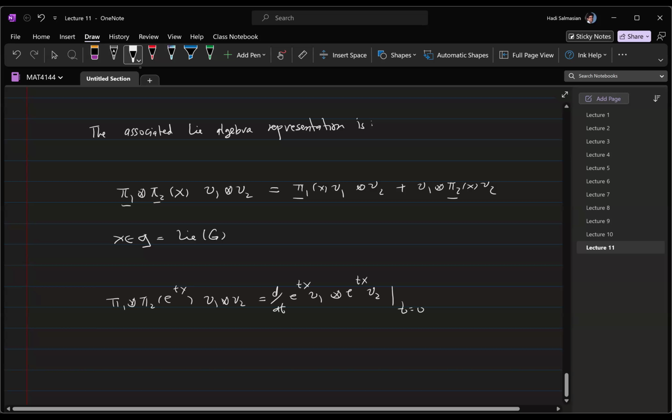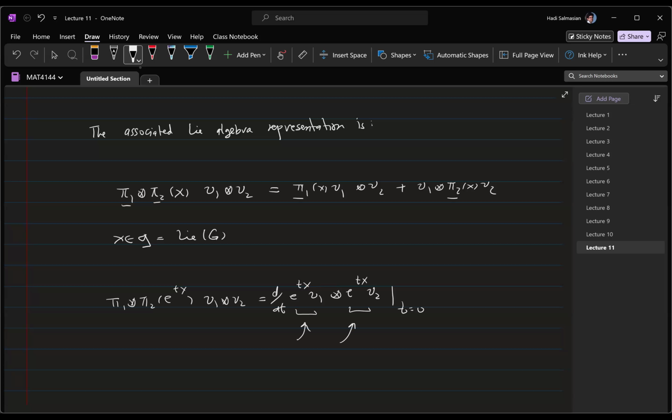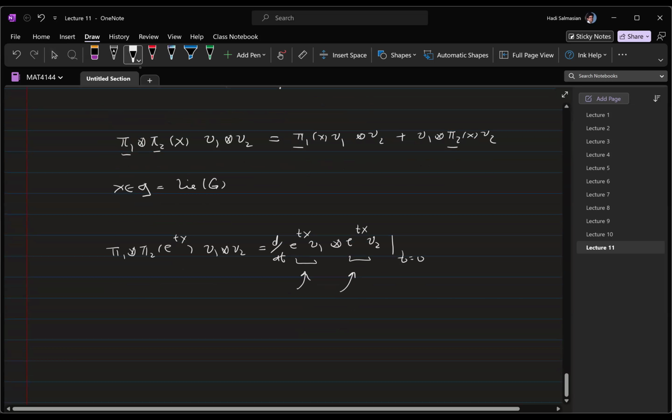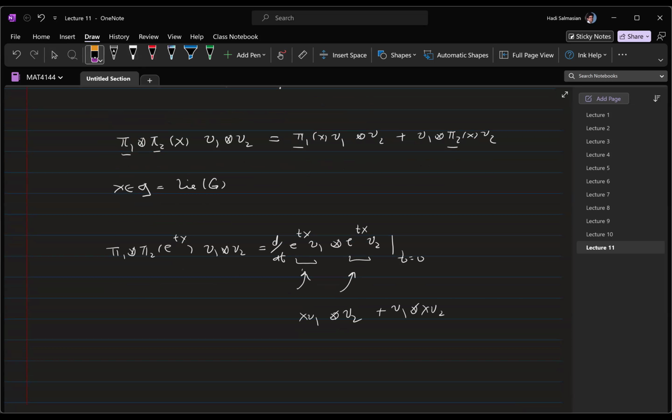It's like we have to use a product rule. We have to differentiate this and evaluate at 0, plus evaluate at 0 and differentiate this. It's like a product rule we have to apply, because this is a bilinear map, it's not a direct sum. When you differentiate this one, it will give you xv1, and evaluating the other at 0 will give you v2. Then you evaluate this at 0, it will give you v1, and differentiate the other at 0, xv2. So it's a natural consequence of the definition if you do this correctly.